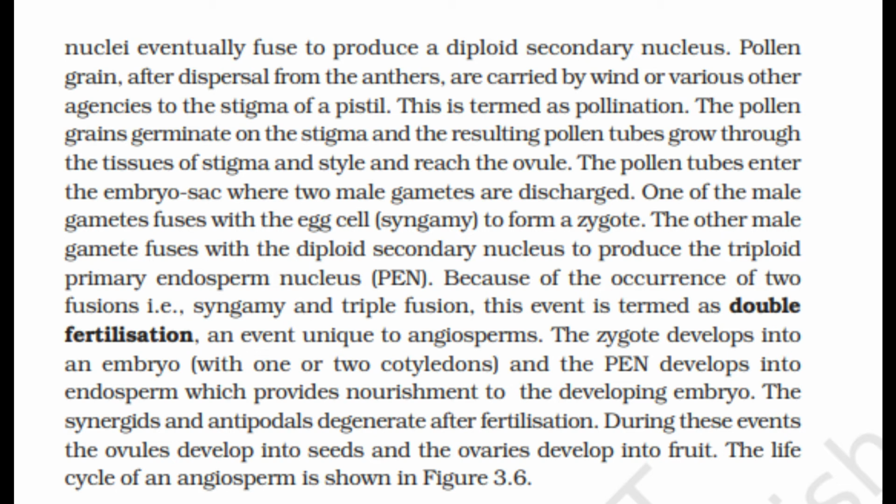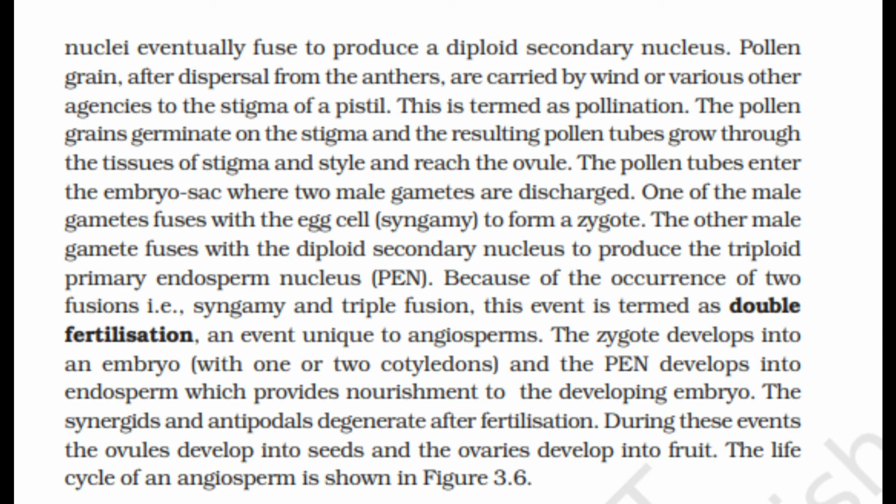One of the male gametes fuses with the egg cell, that is syngamy, to form the zygote, and the other male gamete fuses with the diploid secondary nucleus to produce the triploid primary endosperm nucleus, that is PEN. Because of the occurrence of two fusions, that is syngamy and triple fusion, this event is termed double fertilization, which is an event unique to angiosperms.